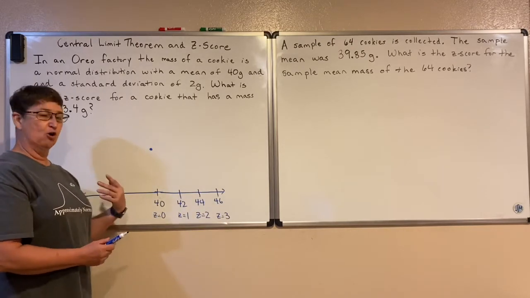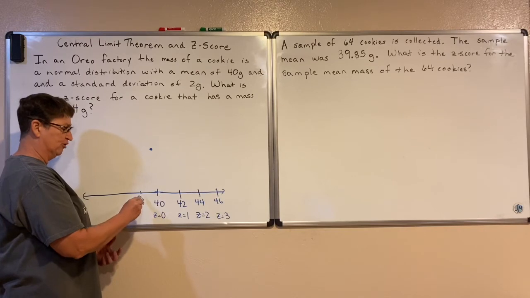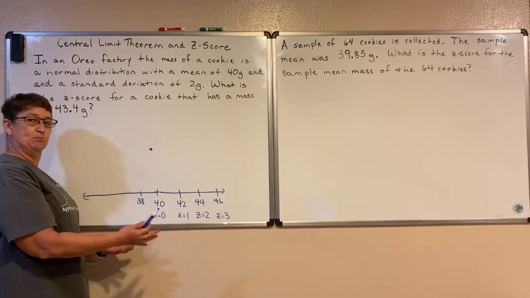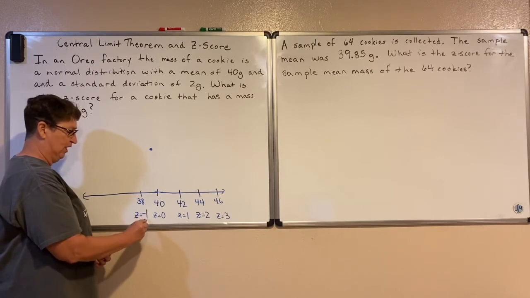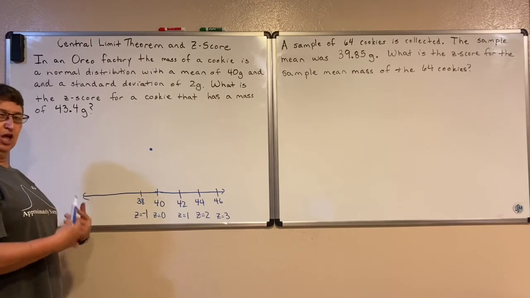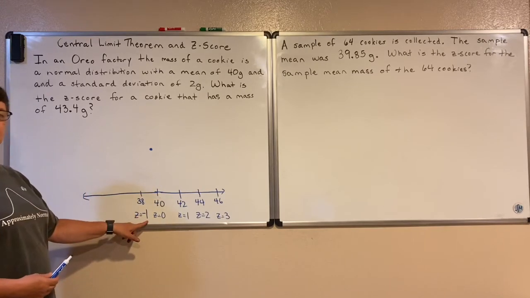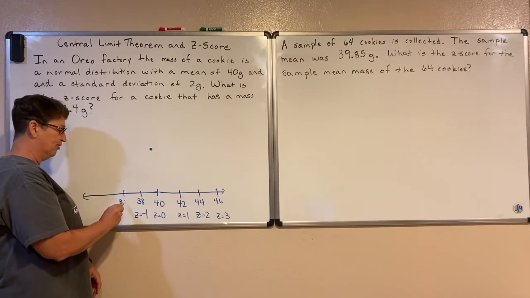Now I'm going to go below the mean. If I count back 2, I'm sitting at 38 grams. This is 1 standard deviation below the mean. The z-score for this is -1. That negative tells me that it is below the mean. It's below average, and it's 1 standard deviation below that average. Count back another 2 so that I'm at 36.